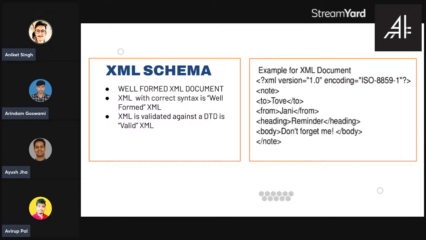Now we'll discuss XML schema and its example. First of all, an XML schema is a well-formed XML document. XML with correct syntax is well-formed XML. XML that is validated against a DTD is valid XML.